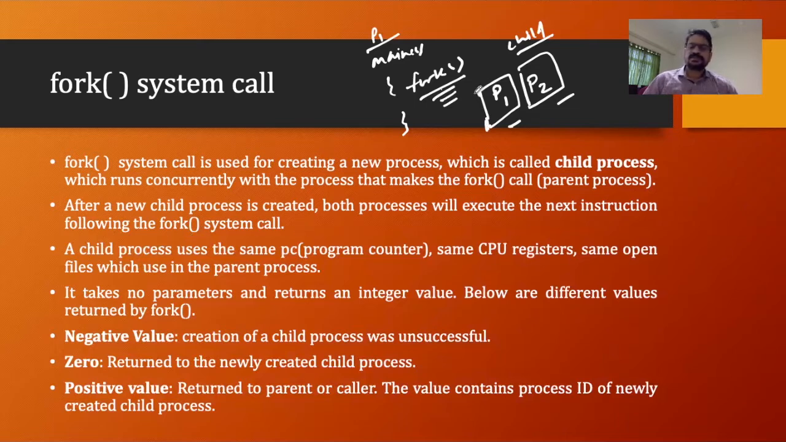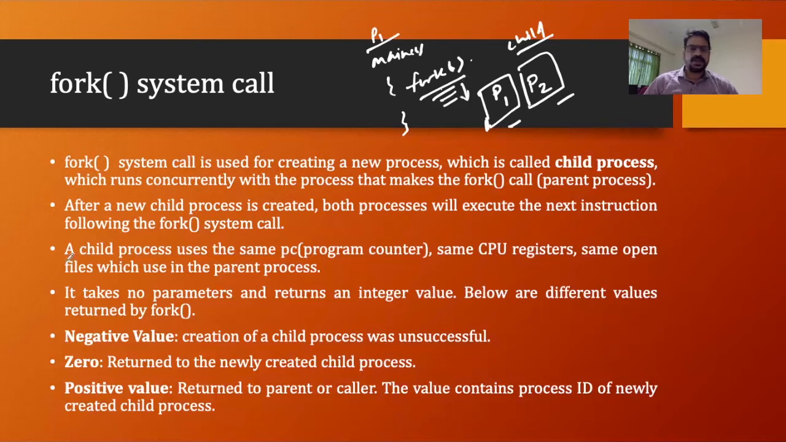It doesn't mean that if P1 has the fork system call, P2 will also execute it. The fork system call is executed once by the parent process, and P2 is not going to execute the fork, but it will execute the instructions which come after the fork.